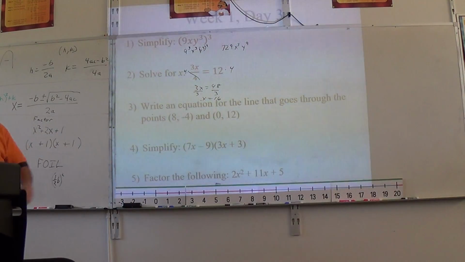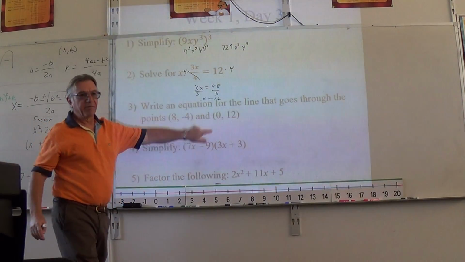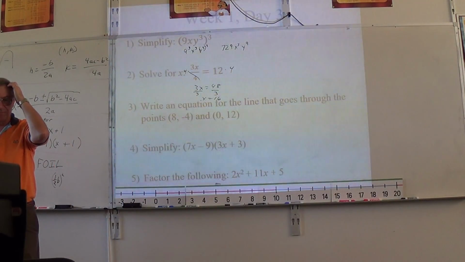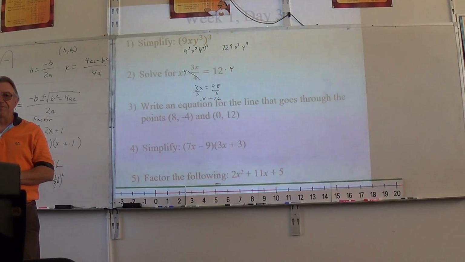And number 3, we're going to write that equation out in y equals mx plus b form. So what's the first thing you have to do? You have to find the slope. Okay, how do I find the slope? Anthony?